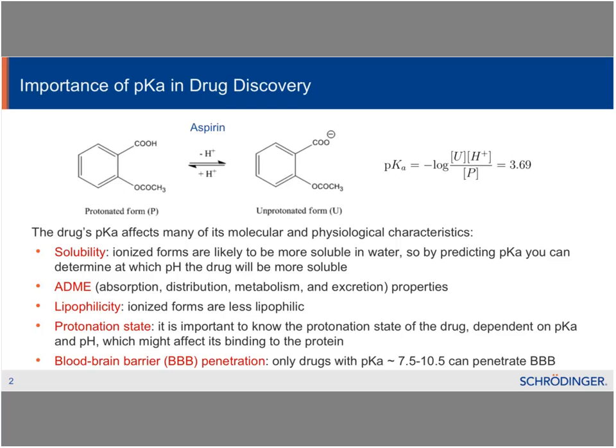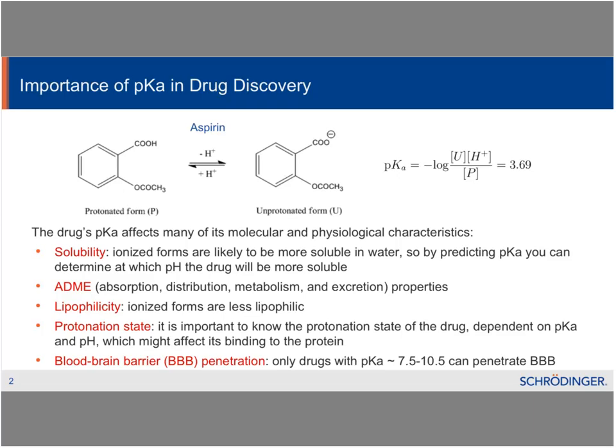So the pKa for this process is written as a negative logarithm of two parts. The first part, in the numerator, is the concentration of the unprotonated form times the concentration of free protons in the solution, divided by the concentration of the protonated form. So the pKa of this molecule is 3.69. That's how pKa is defined. That's a simple molecule, nothing to worry about here. There's a simple unprotonated form and a single protonated form in this equation.